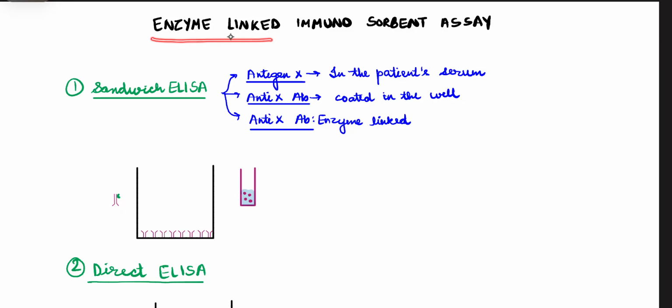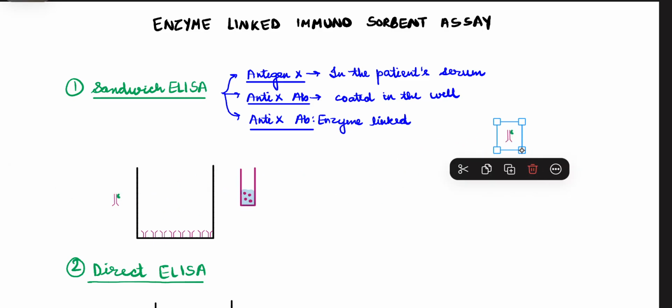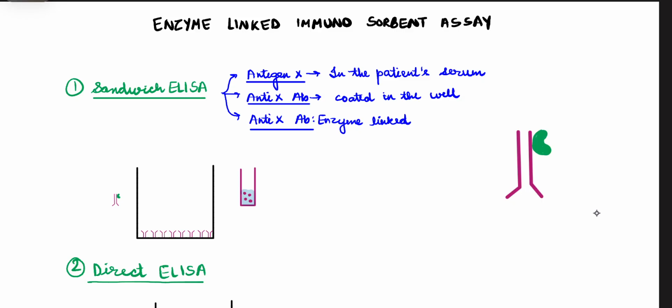Enzyme linked. Now what is the meaning of this? See here, the term enzyme linked is the most crucial thing. Let us understand what we mean by enzyme linked. In the whole of ELISA, we generally do one thing: we take one antibody, or on the other hand even the form of antigen, which is linked to an enzyme.